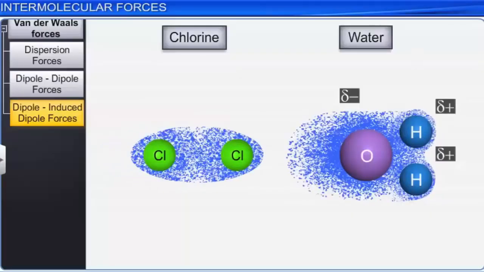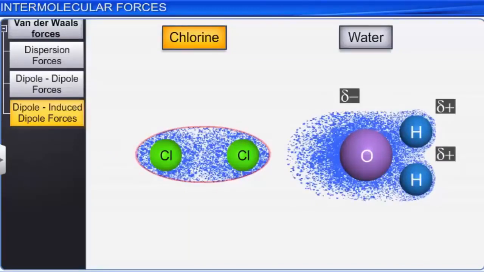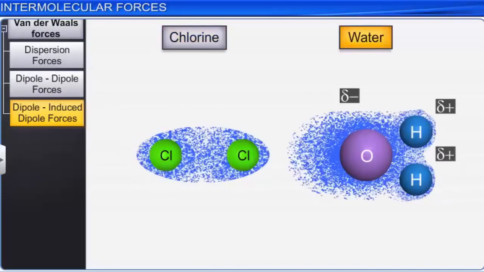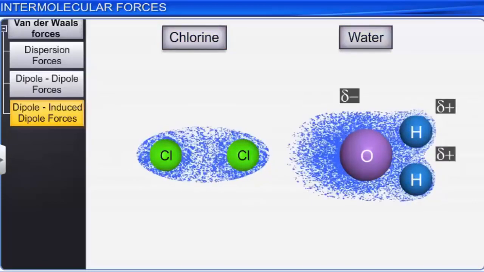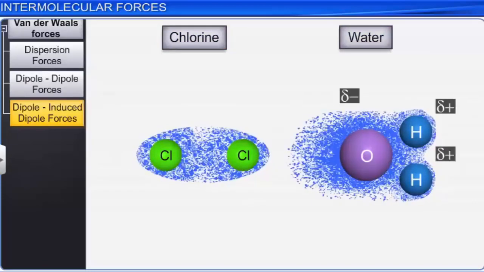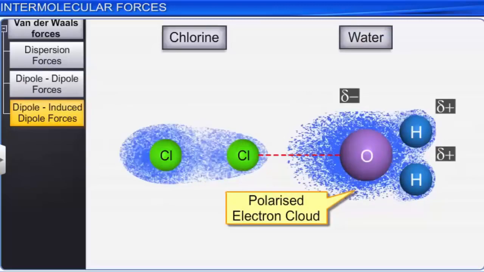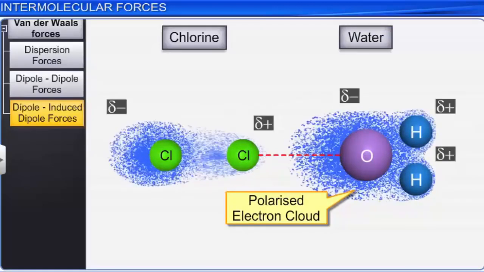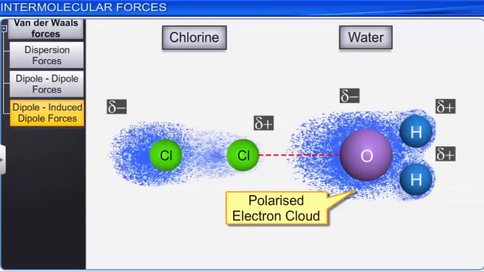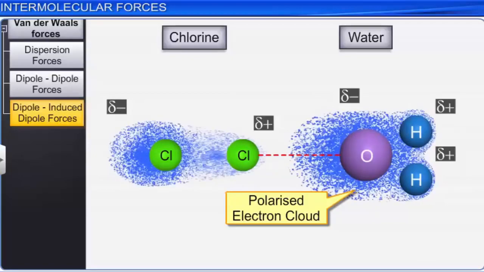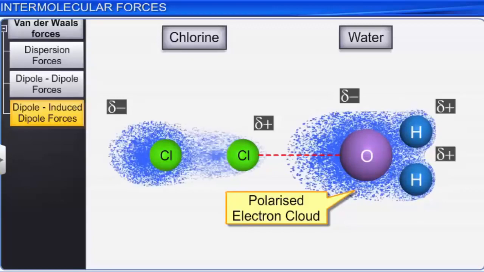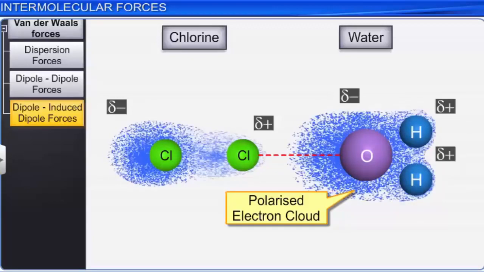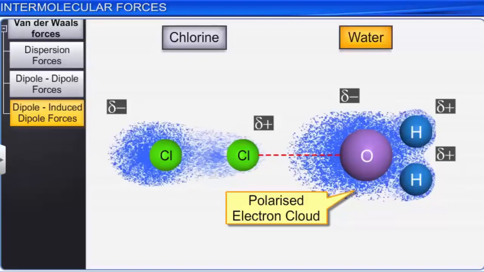Consider the nonpolar chlorine molecule brought in the vicinity of a polar molecule, such as water. The permanent dipole of the water molecule polarizes the electron cloud of chlorine and induces a dipole on the electrically neutral chlorine molecule. Thus, dipole-induced dipole interactions come into existence between water and chlorine molecules.